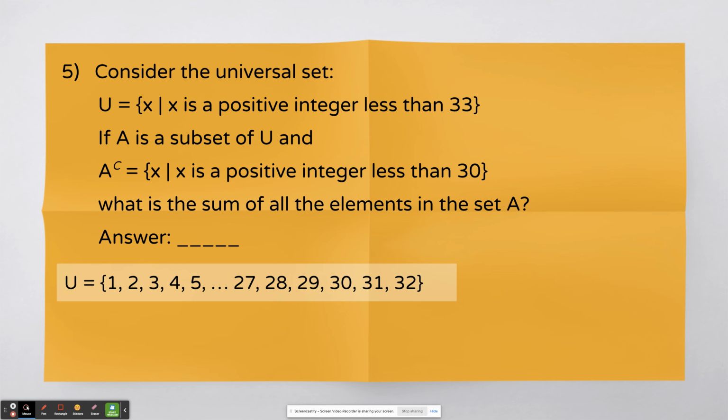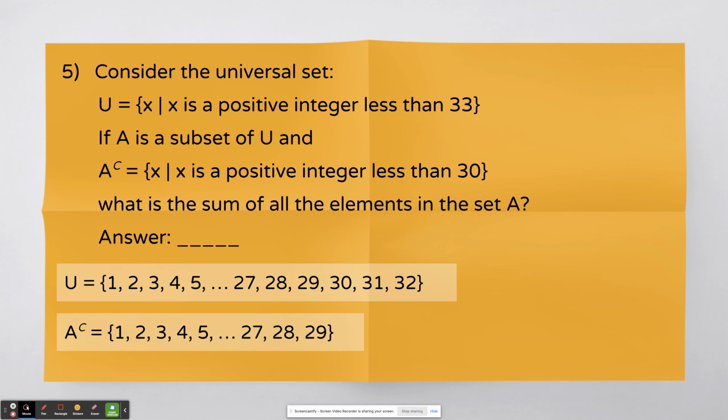It is made up of positive integers less than 30. So let's think about the complement of A. And these are numbers that are in the universal set but not in set A. And I stopped at 29 because it said positive integers less than 30. So what is the sum of the elements in set A? Well, let's figure out what's in set A. What's in set A is in the universal set, not including the complement. So let's get rid of the numbers 1 through 29, and what's left over is set A. And when we add those together, we get 93. So that was a little bit about set theory.